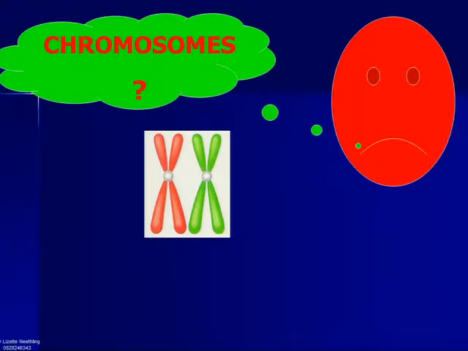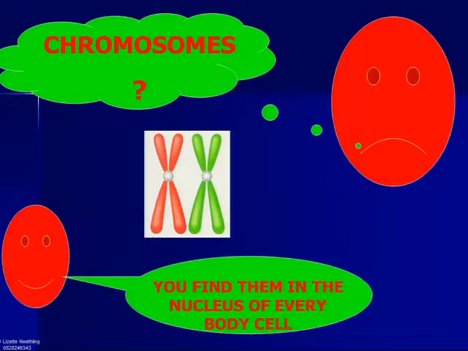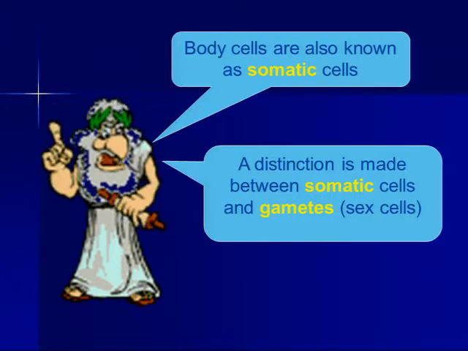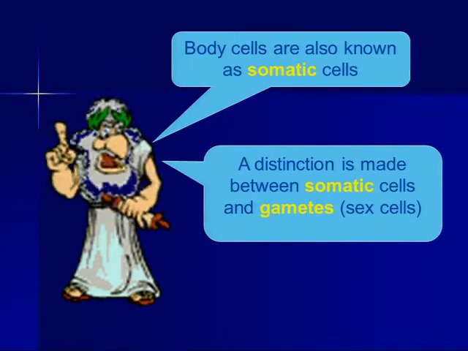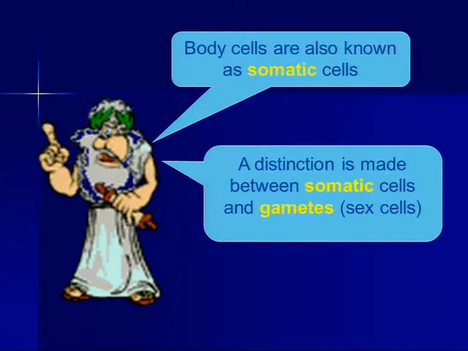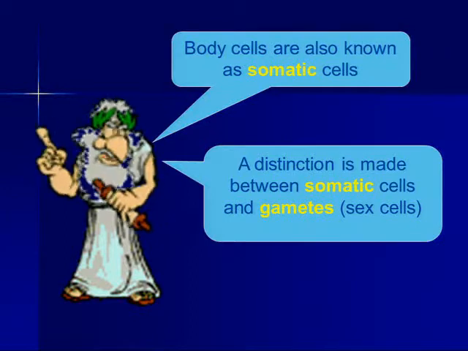The question is, why do we talk about chromosomes? Where do we find them? And we find them in the nucleus of every body cell. Now, body cells are often called somatic cells. You need to know the name because sometimes they refer to that in the exam papers. They don't talk of body cells. They use the term somatic cells.